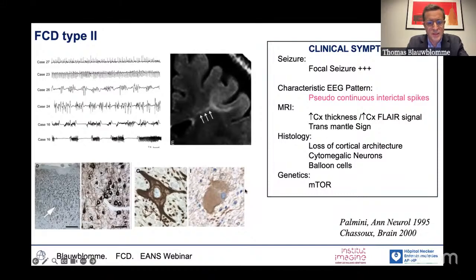Looking at histology, the hallmark of FCD type 2B is that you have abnormal cells, cytomegalic neurons, which are very large neurons associated with cells that have both a neuronal and astrocytic phenotype, which are called the balloon cells, and which are the hallmarks of FCD type 2B. And what is interesting is that if you use immunostaining for S6, sorry, these lesions will stain very densely for phospho-S6, which is a hallmark for the mTOR activation, because these FCD type 2B are secondary to mTOR somatic mutation in the brain.